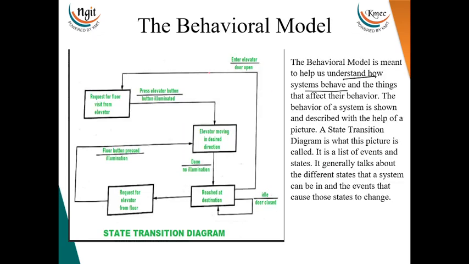The next is the behavior model. I told you earlier what the input will be, and based on the input, what the action will be. The behavior model helps to understand how the system behaves when things affect the behavior. The behavior of the system is described with the help of a picture, the state diagram. Let's take an example here.